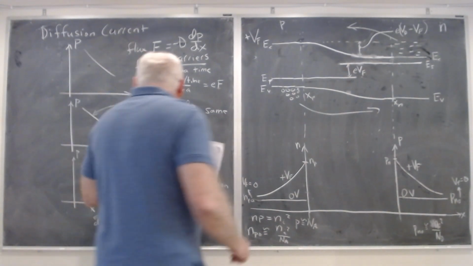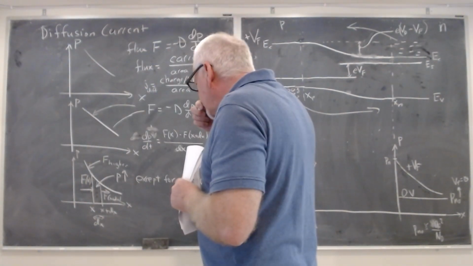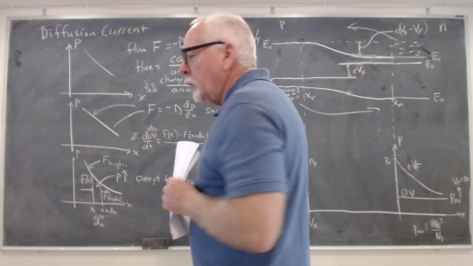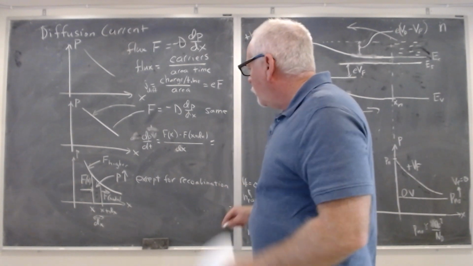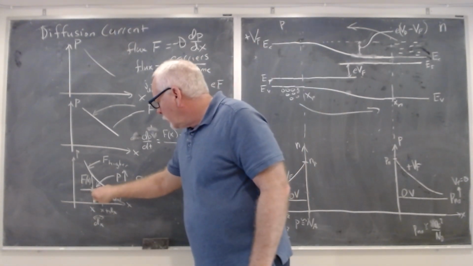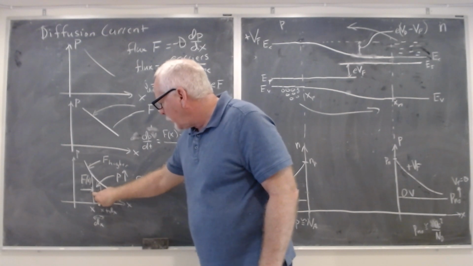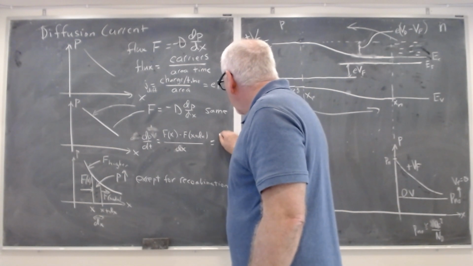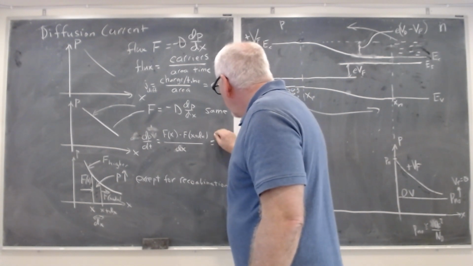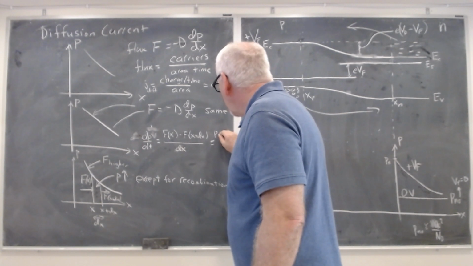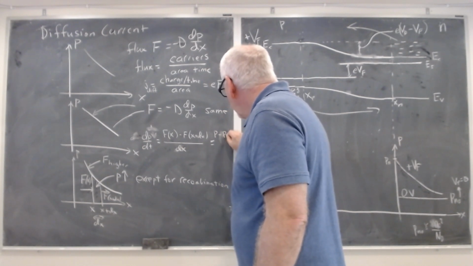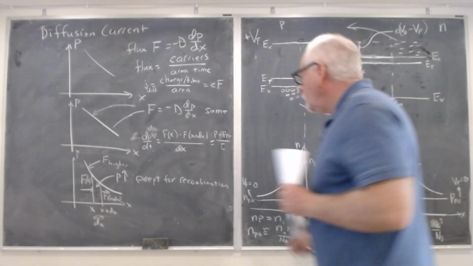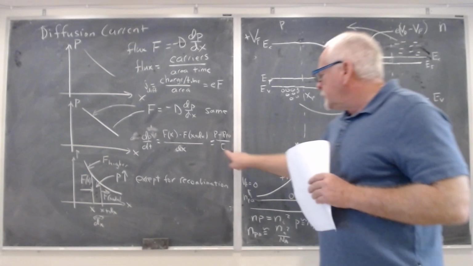And that's 0, and the reason why it's 0 is that it identically equals the recombination. More carriers are going in by diffusion than are going out, and something's happening to them. They're recombining, and recombination we write this way: P minus Pn0 over tau. Now, what is that equation? What is this telling us?